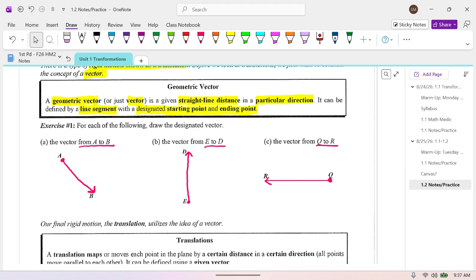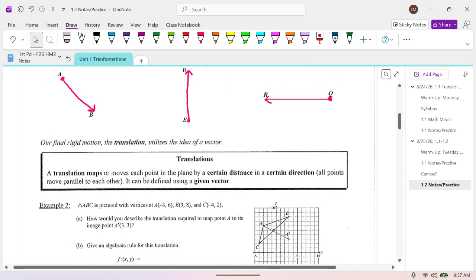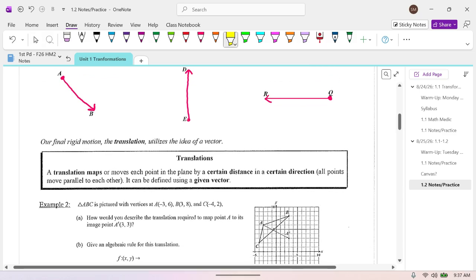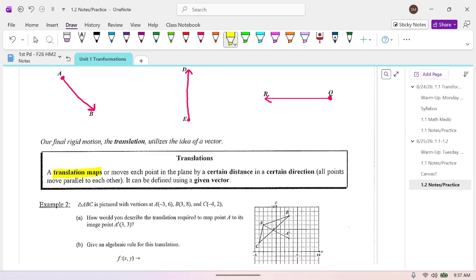Kind of. When you shift the points, they're going certain directions and going certain distance. Right. So that's how the vector connects to the translation. Translation is you're shifting the points in a specific direction for a specific distance. So like when they say shift right 5, right is the direction, 5 is the distance. So you're literally making it a vector. Translation maps or moves each point of the plane a certain distance in a certain direction. And this can be defined by a given vector.